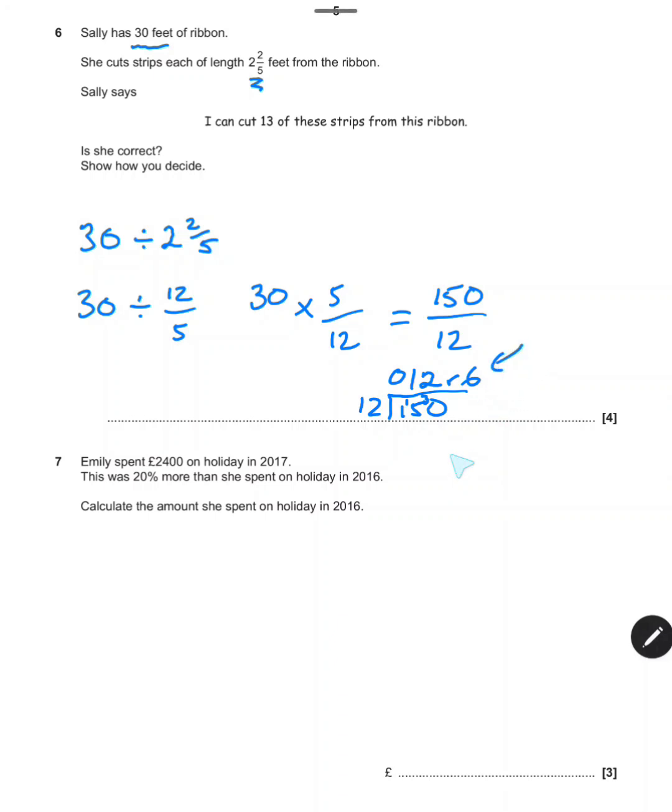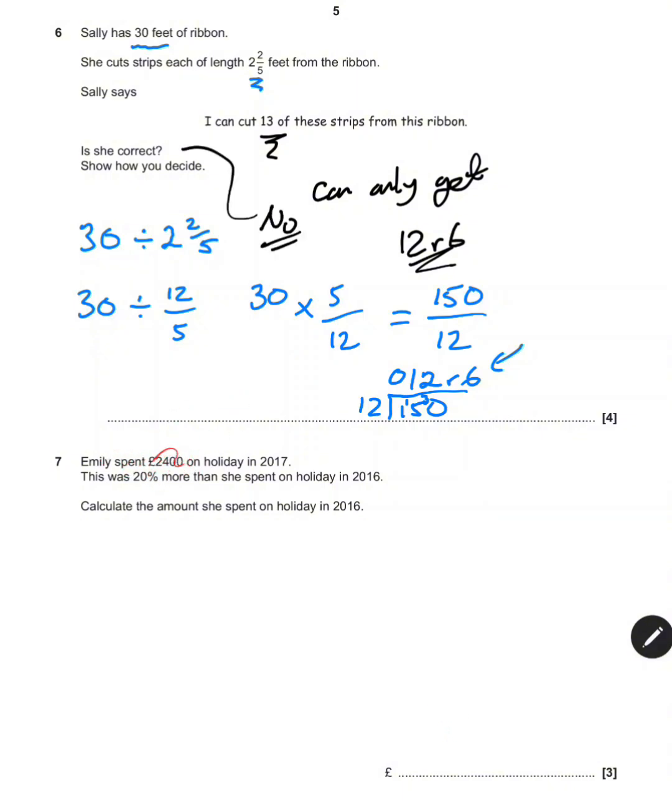12, 24, to get me up to 30 will be a remainder of 6. Bit old school, writing remainder 6 like that. But all I'm trying to show is she's wrong. We can only get 12 remainder 6, or 12 and a bit strips from this ribbon. So she's wrong.